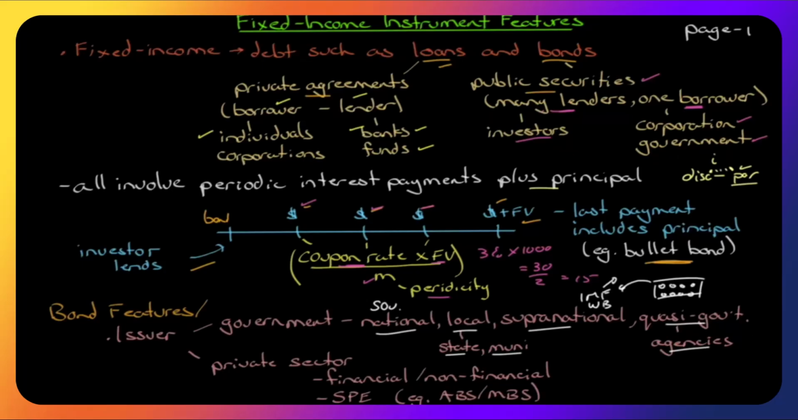When we get to the private sector, corporations can issue debt, can issue public securities, bonds. We make a distinction between financial and non-financial. So financials are banks, non-financial is any other company. So there is a distinction that is made in the bond market between the debt of financial-based companies versus non-financial. And also SPEs, special purpose entities, they can issue debt as well, typically in the form of asset-backed securities or mortgage-backed securities. And you will see more of this as we go through this section as well.